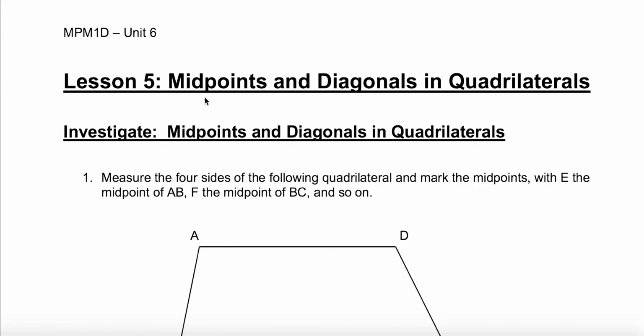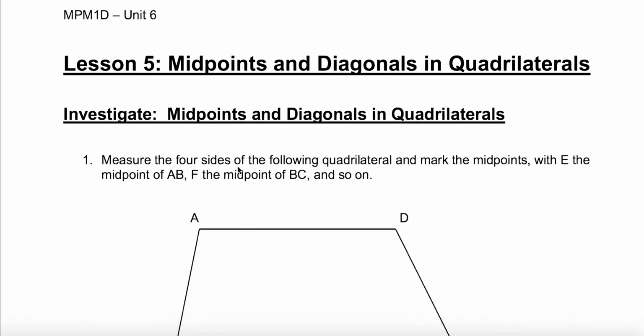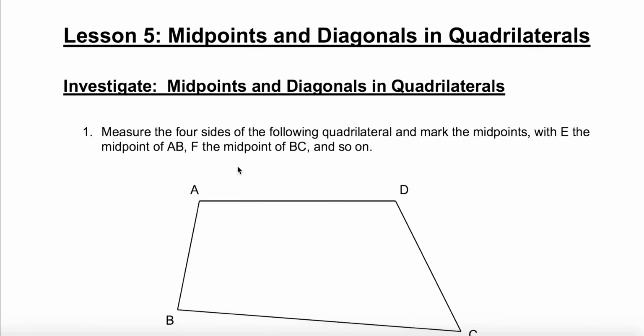Lesson 5 is on midpoints and diagonals in quadrilaterals. This is the last lesson in this unit. It's more of an investigation again, and it's meant to be done in class together with rulers, but you can work through this on your own.